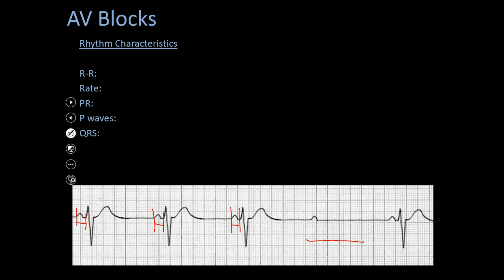Now it's important to say that when you see AV blocks, this P wave that's being blocked is not early. Like for example, if it was right here, that would be considered a blocked PAC, which wouldn't be considered a second degree AV block. So you're looking for P waves that are on time that got blocked. So this P wave is on time, it should not have been blocked by the AV node, but it was.